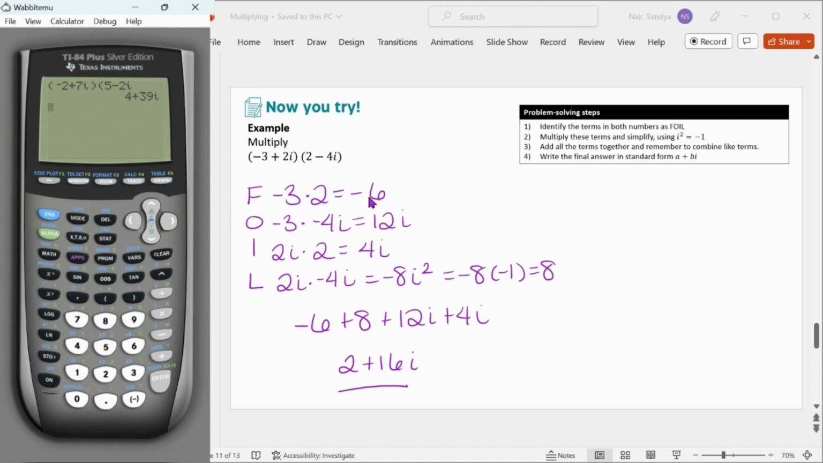So when we add up our terms, we have negative 6 plus 8, which gives us 2. Then we have 12i plus 4i, which is going to give us 16i. Remember, you can always use your calculator. You have negative 3 plus 2i times 2 minus 4i. And when we hit enter, you get 2 plus 16i.